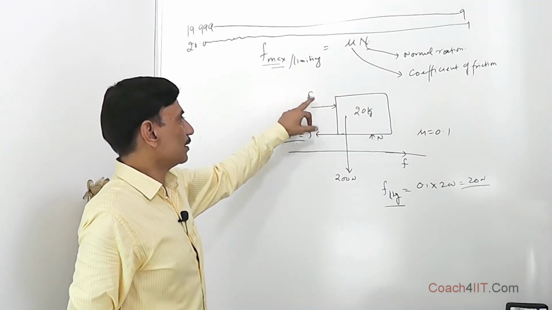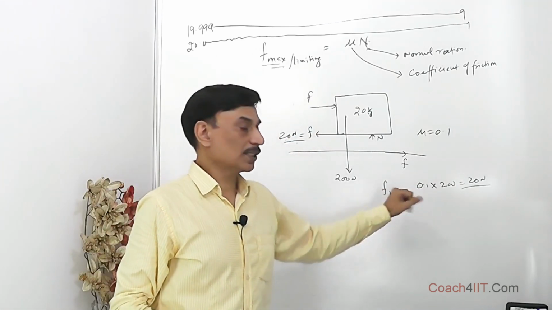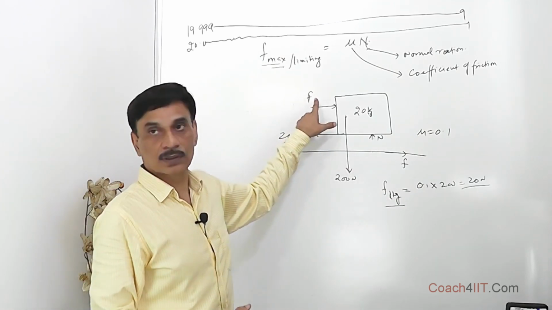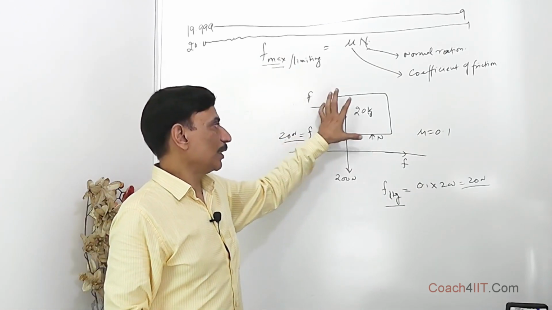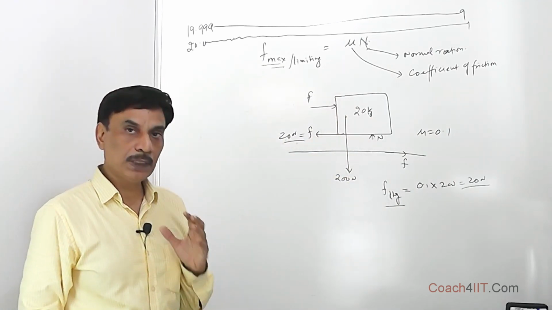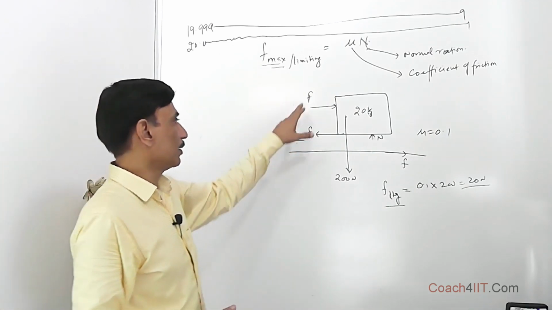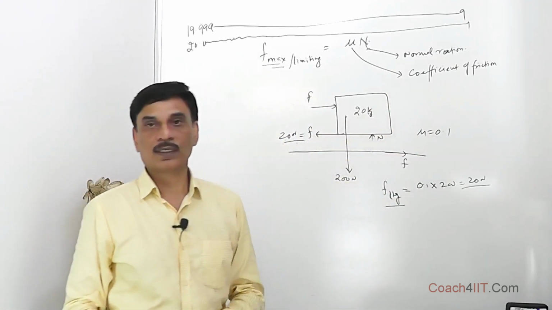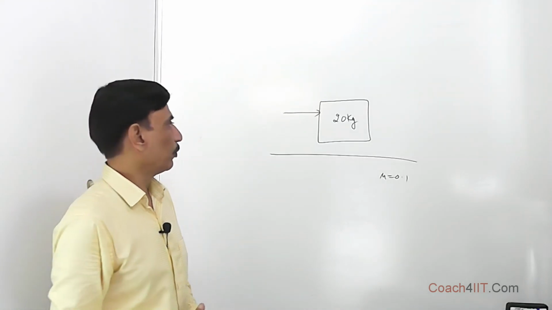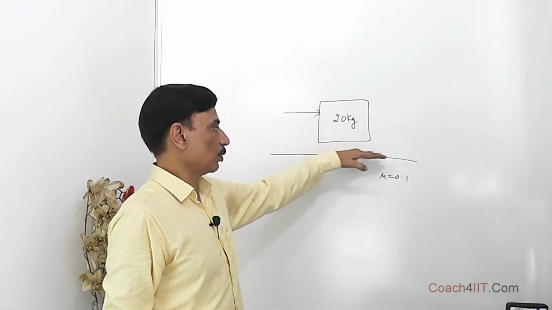So if we say this is the force, the limiting value of friction force is 20 Newton. If someone asks what is the maximum value of the force that one can apply so that it doesn't move, the answer is 20 Newton. And what is the minimum value of force that should be applied so that it just starts moving? The answer is 20 Newton.